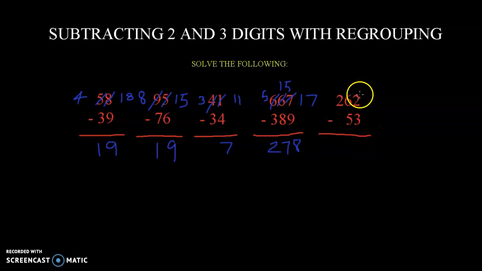We can't do that. Yeah, so it turns into a 12, right? And this turns into a 5. Okay. 12 minus 3? 10, 8. It's a 9. Okay, 5 minus 5 is? 0. Good job. And it's a 2.